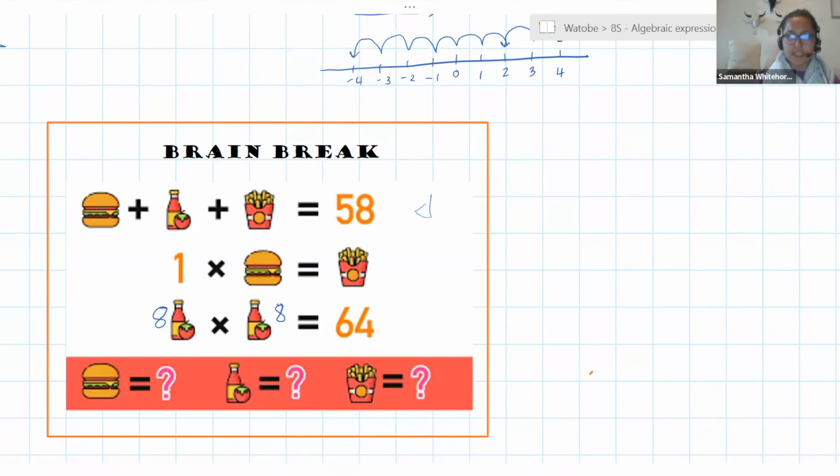Okay, if we're struggling to get to the next one, again, a little hint. Look at what's going on in the second row. You've got 1 times a burger equals fries. This is tricky, so don't stress if you're not going to get it immediately. It's just a little brain teaser. Yeah, exercise this brain. Let's go.